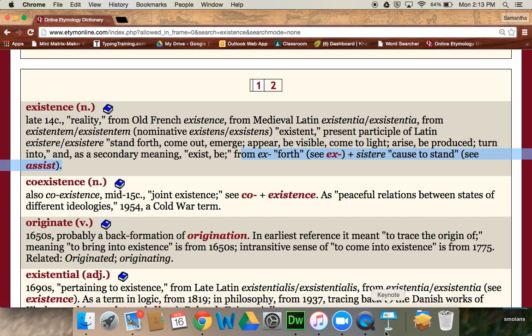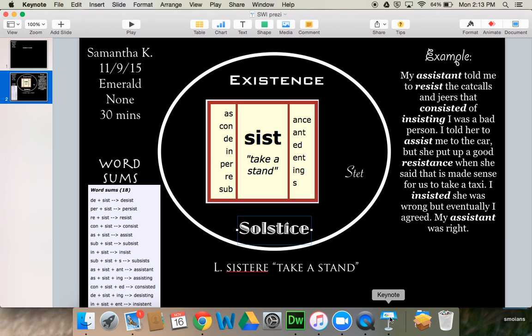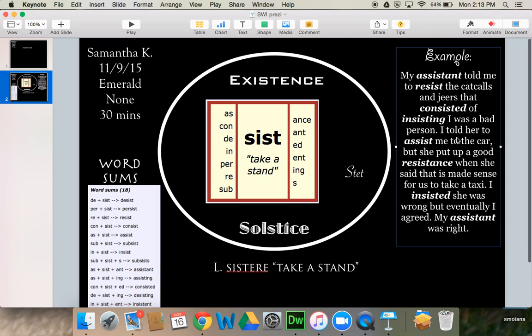So then if we come back to my keynote, I have a paragraph here, and it is: My assistant told me to resist the catcalls and jeers that consisted of insisting I was a bad person. I told her to assist me to the car, but she put up a good resistance when she said that it made sense for us to take a taxi. I insisted she was wrong, but eventually I agreed.